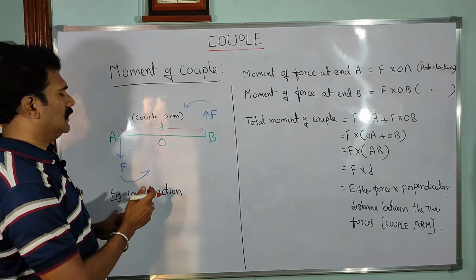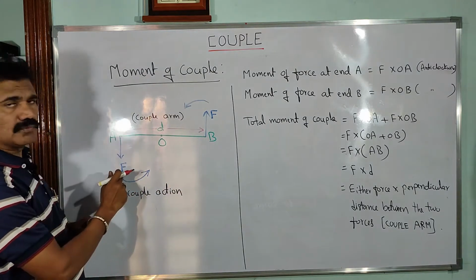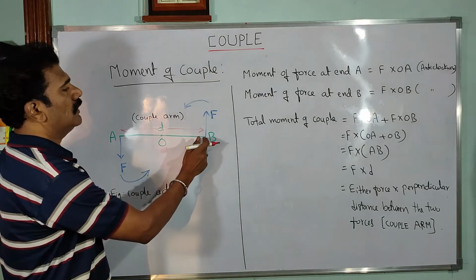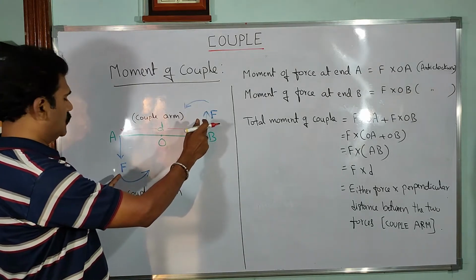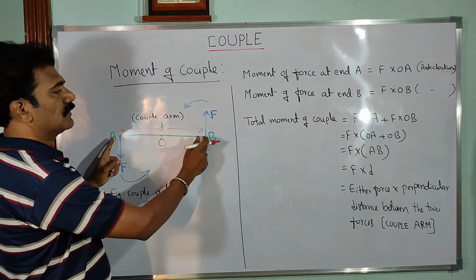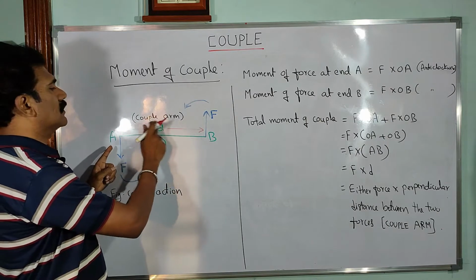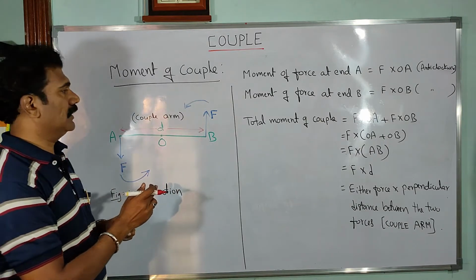You just look at the direction of the forces. At the point A we have a downward force. At the point B we have an upward force. So these two forces are acting in the opposite direction, right? So the perpendicular distance between the two forces can be considered as D. It is also called the couple arm, right?